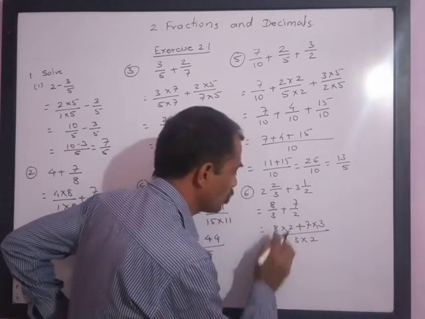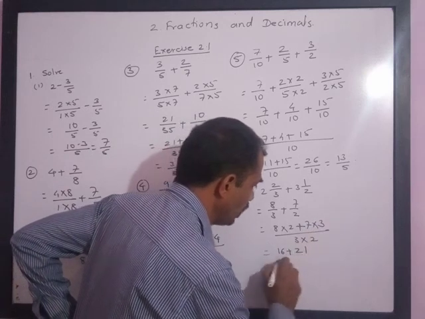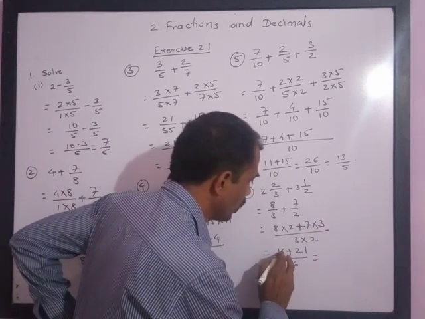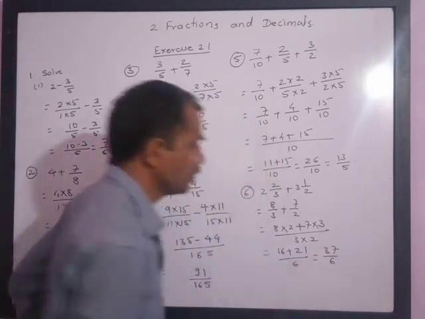According to BODMAS we have to solve. So this will be 16 plus 7 3s are 21 upon 6, that is equal to 37 upon 6.